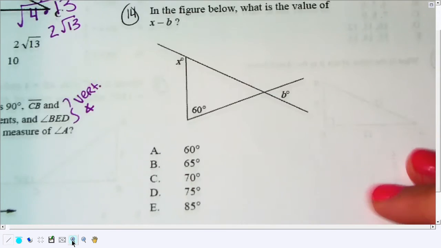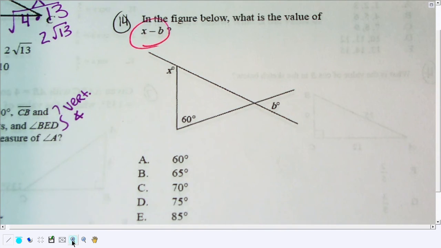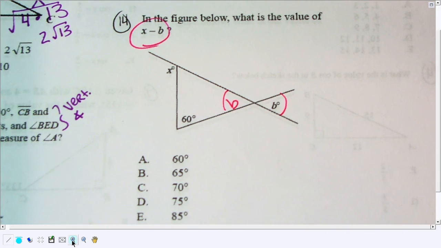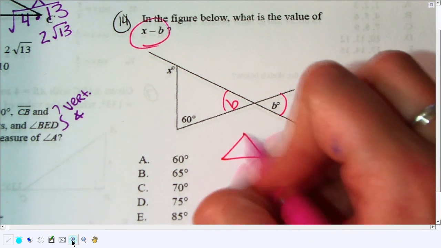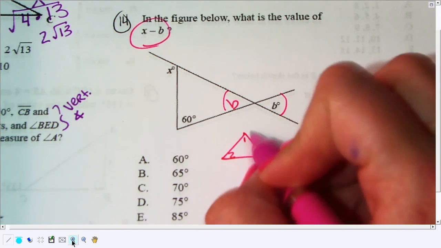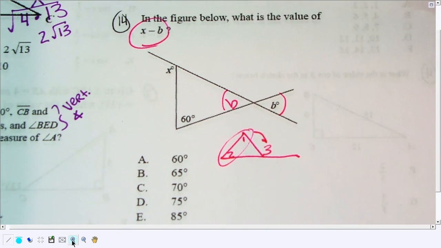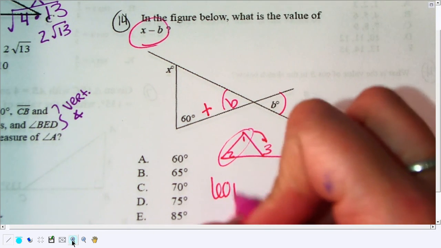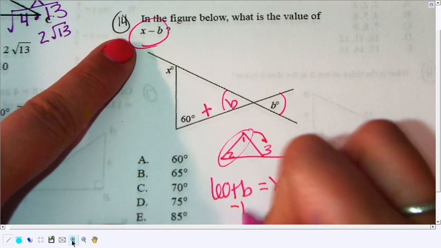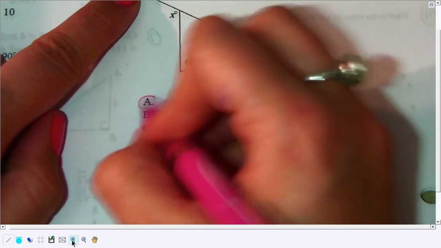And the last one on this worksheet, we want to find the value of x minus b. So to start, I have to look at my picture. I have to use this b value. Well, this is b because they're vertical. Also, we learned about what's called the remote interior angle theorem or the triangular exterior angle theorem. So 1 and 2, these two angles that are remote interiors, they're going to add to equal whatever is on the outside. Same thing here. 60 plus b has to add to equal what's on the outside, which is x. If I want x minus b, that means I have to subtract b. So 60 equals x minus b. So the answer is A.